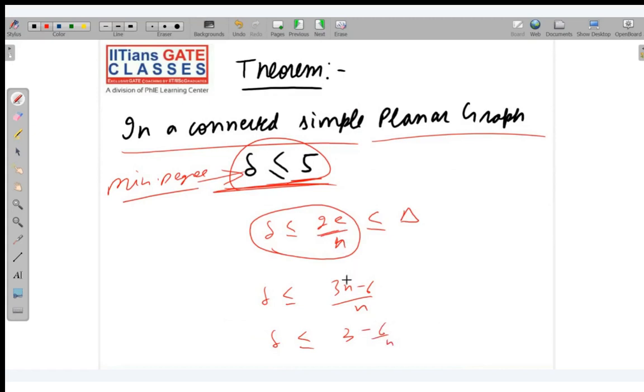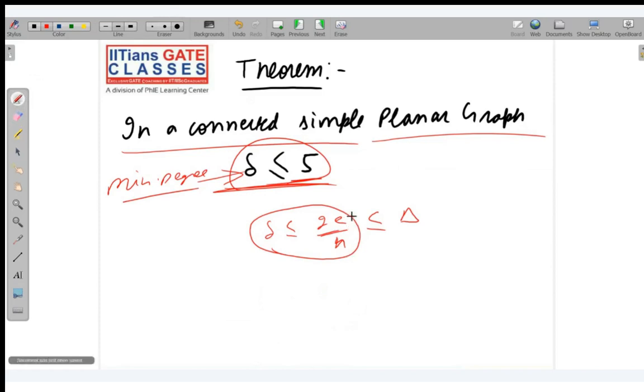Okay, so 2E was there, so I have to multiply it by 2 also. 2 into 3N minus 6. Let me do it properly. I want to save time because I have to complete many topics, but it is getting late. No problem, I will do it properly.